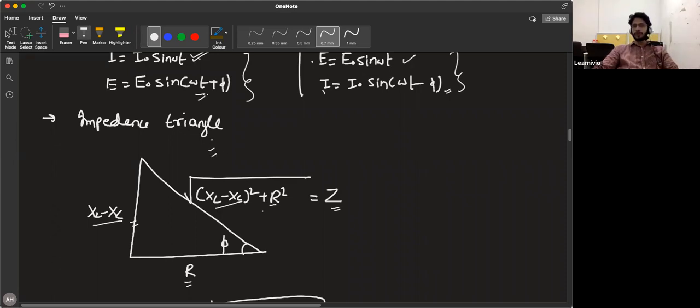From this impedance triangle, can we calculate the power factor? What is power factor exactly, Minashi? Minashi, what is power factor?